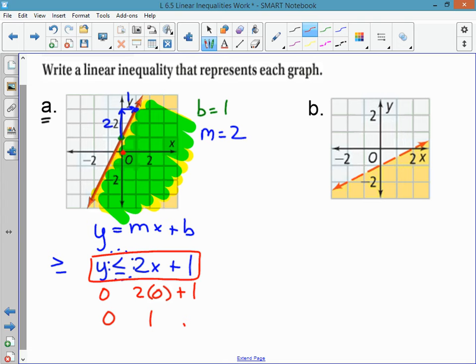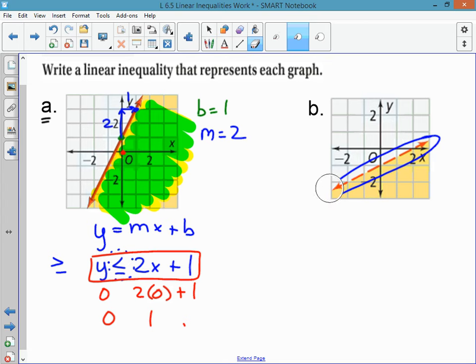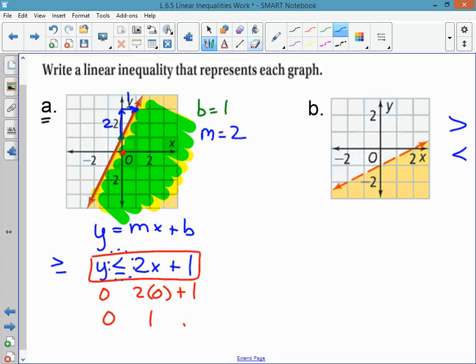And that's it. The second part, part B, notice that this is a dotted line, so there will not be an equal to. It'll be greater than or less than. Same method. The beginning point is -1, and the slope is up 1 over 2. So I can write an equation, y equals mx plus b.